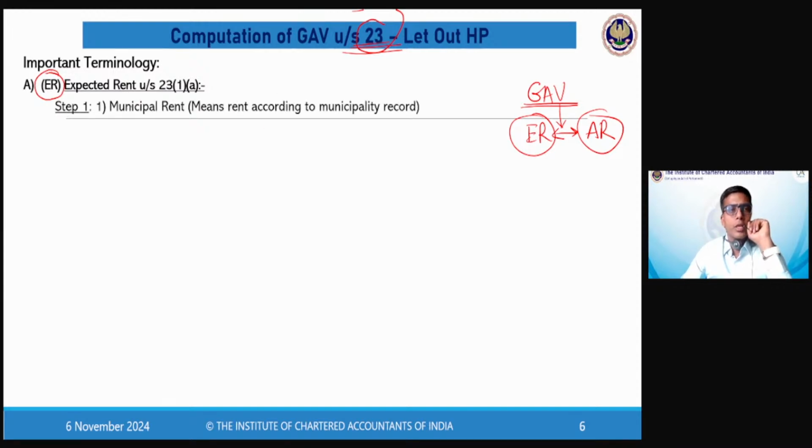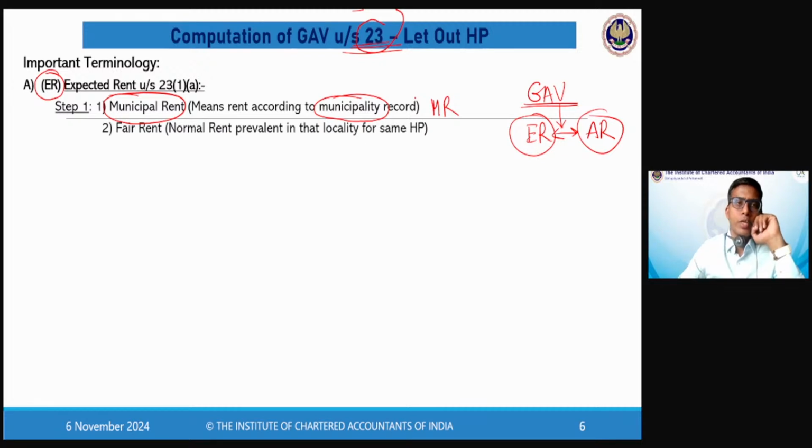First, find out what is municipal rent, which we will call in short MR. Municipal rent is the rent as per the municipality records. The municipality in their records has fixed some rent for every area, for every property. So you have to get this figure from the municipal records as to what is the rent of your property as per their records.